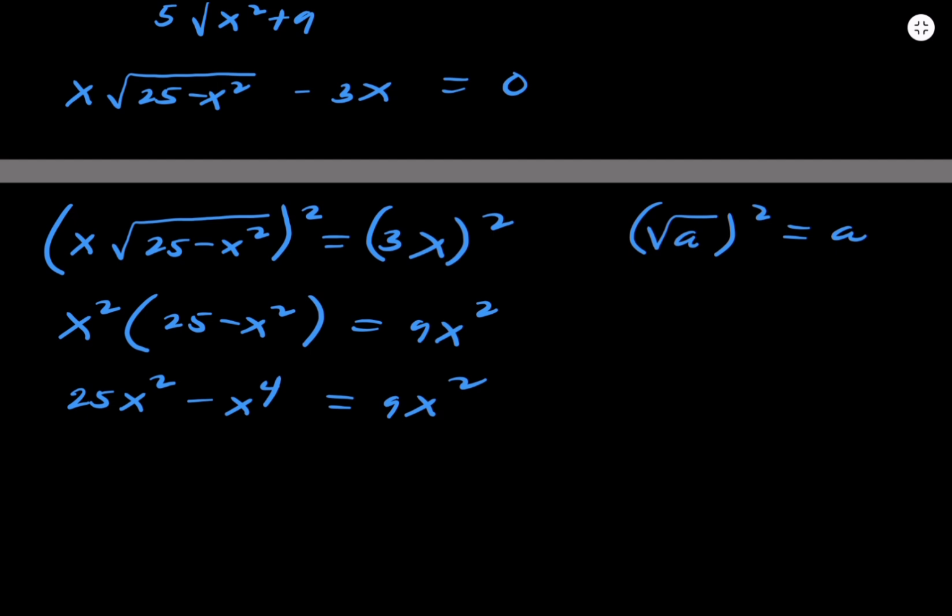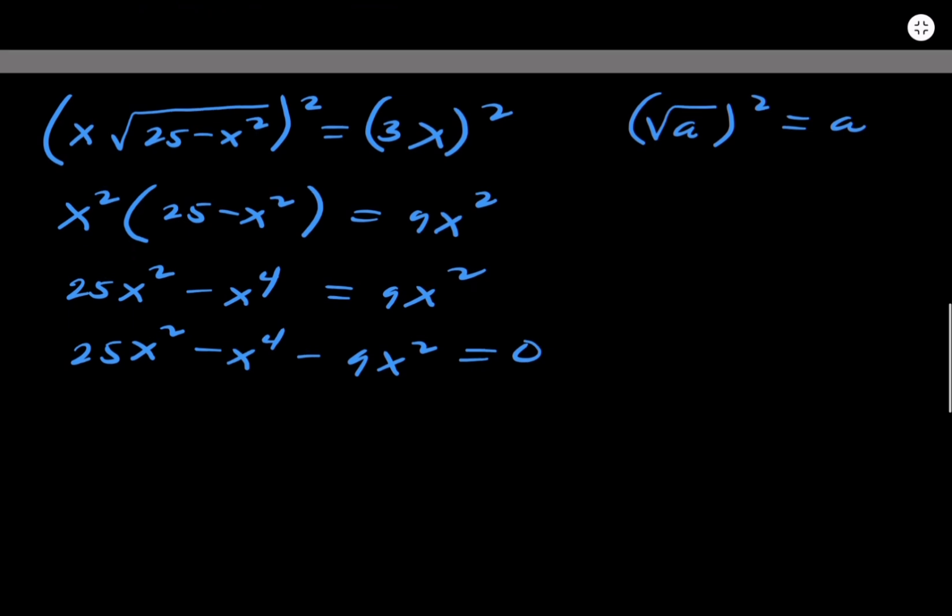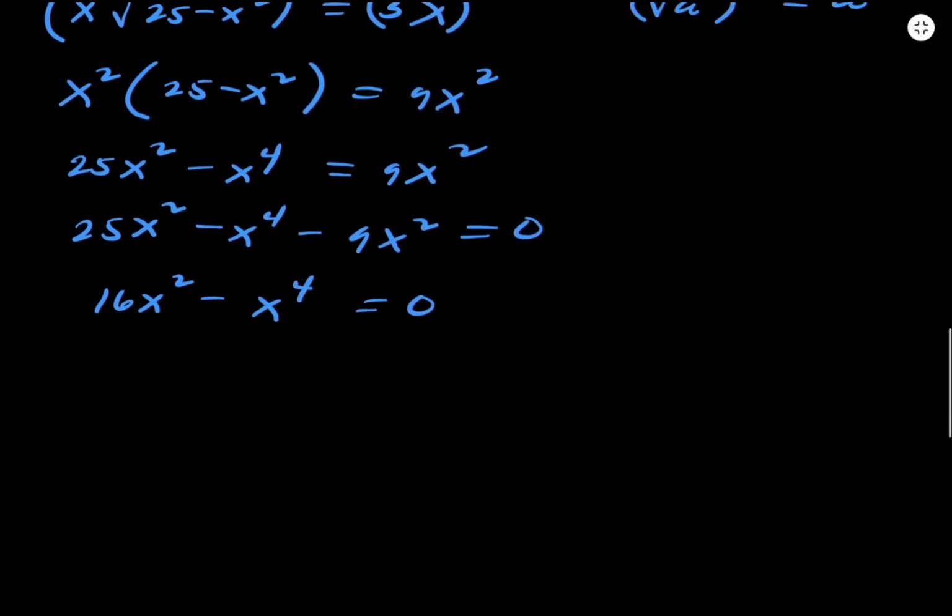Now we have what? So we have 25x squared minus x to the fourth minus 9x squared equals 0. So let us equate this to 0 to solve for the value of x. So we have, this is 16, right? 16x squared minus x to the fourth equals 0. Now let us do factoring. So the common factor is x squared, right? 16 minus x squared. And everything is equal to 0.